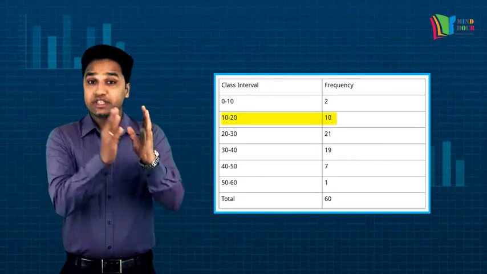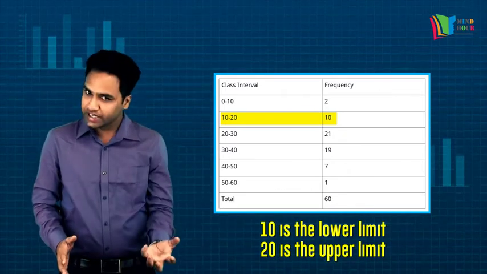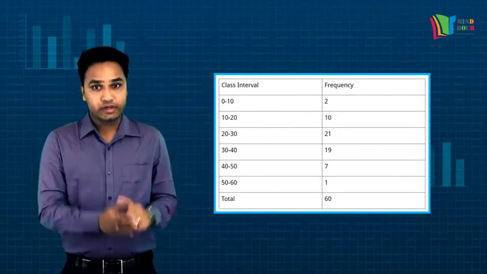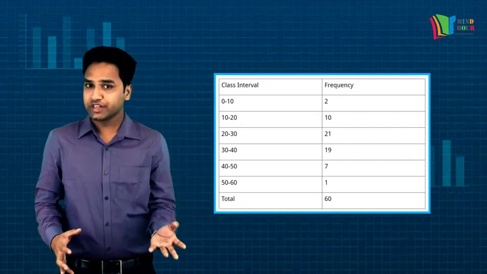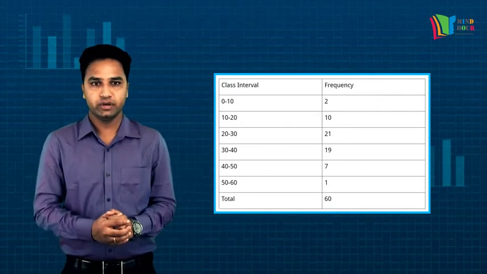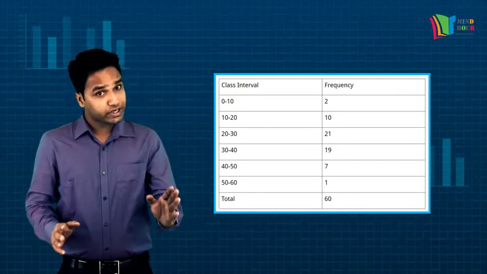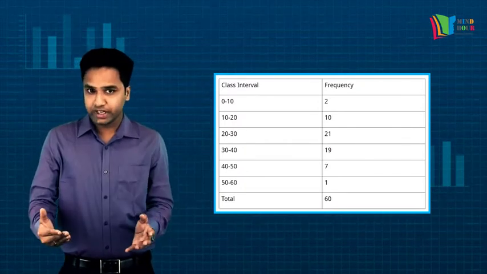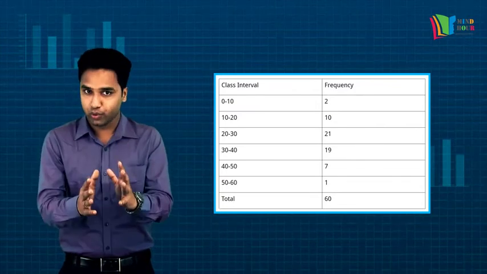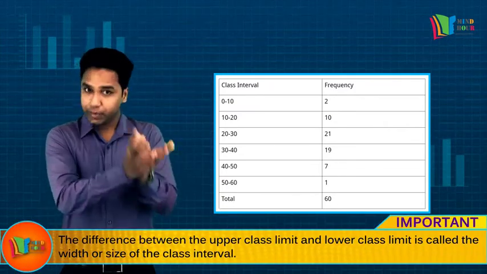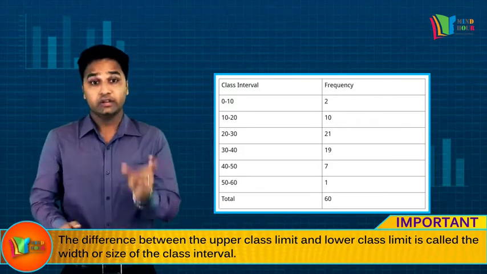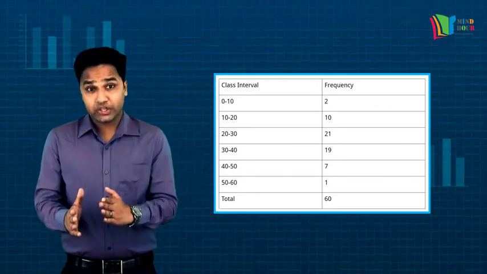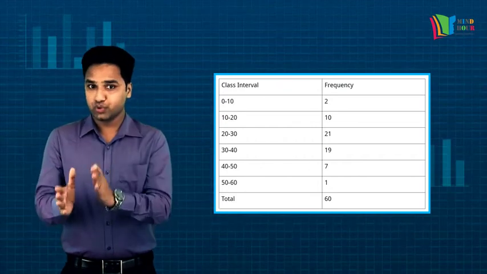In the class interval 10 to 20, 10 is called the lower class limit and 20 is called the upper class limit. Similarly, in the class interval 20 to 30, 20 is the lower class limit and 30 is the upper class limit. Observe that the difference between the upper class limit and the lower class limit for each of the class intervals 0 to 10, 10 to 20, 20 to 30 and so on is equal. The difference between the upper class limit and the lower class limit is called the width or size of the class interval. The number of students who get marks within that range gives the number of students in that group.